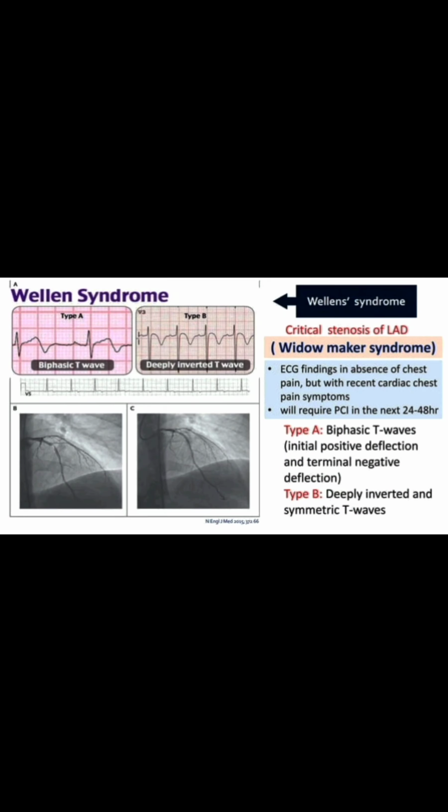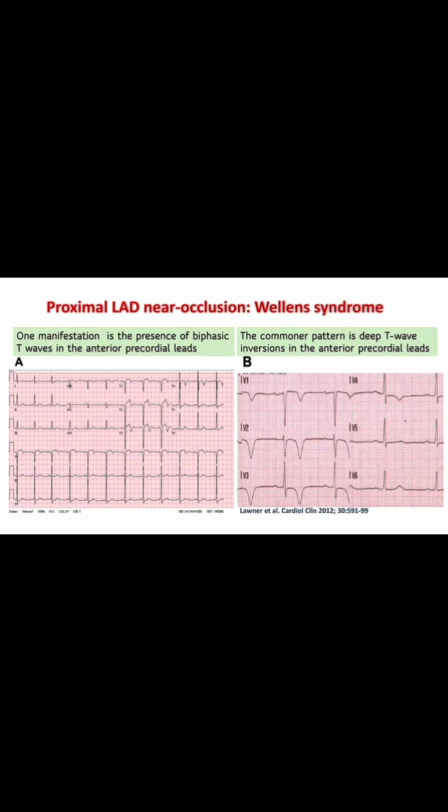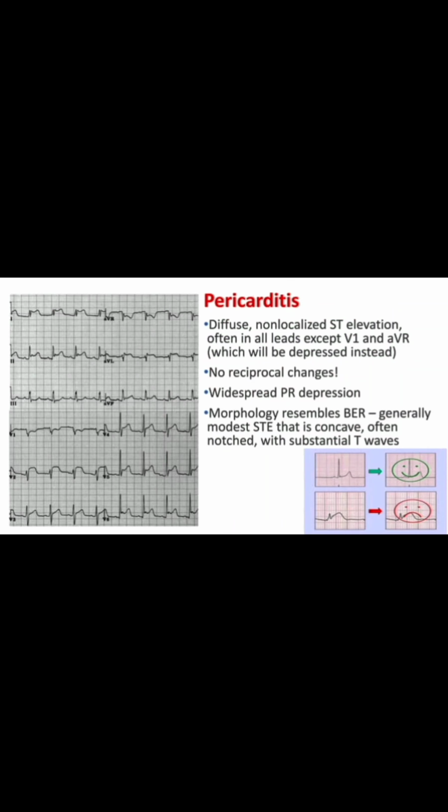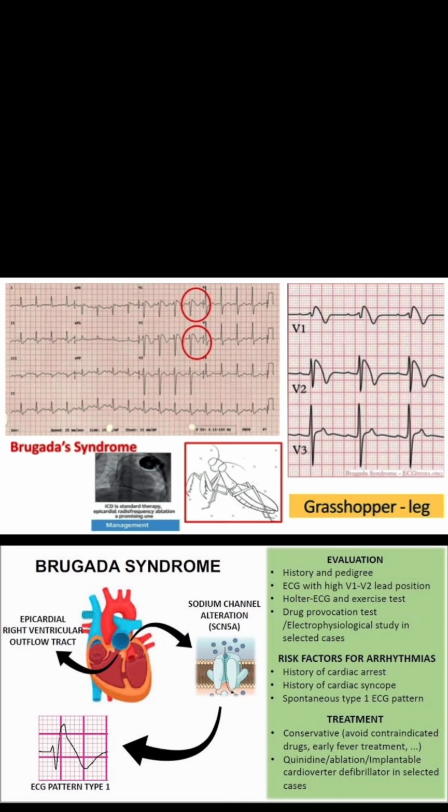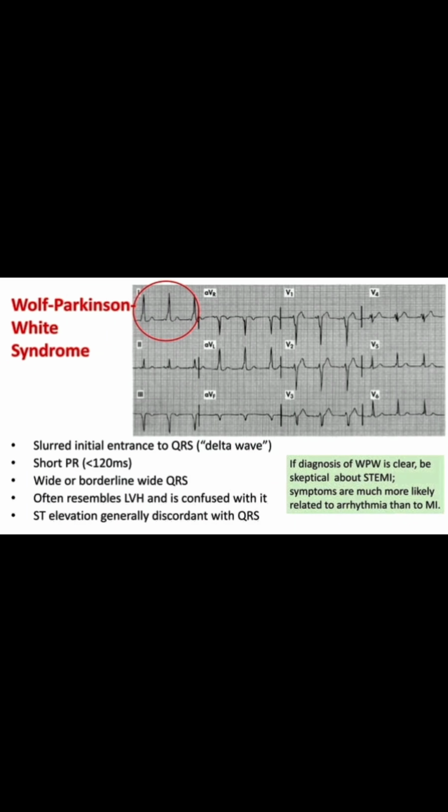Wellens syndrome is critical stenosis of the LAD. Proximal LAD near occlusion is Wellens syndrome. Pericarditis shows diffuse non-localized ST elevation in all leads except 1 and AVR. Brugada syndrome can mimic the T wave inversion in MI. And next is Wolff-Parkinson-White syndrome.